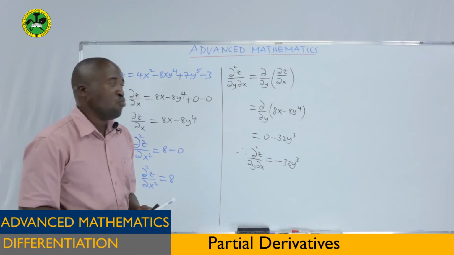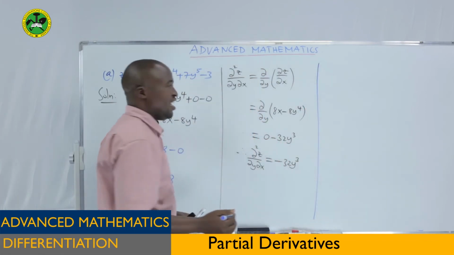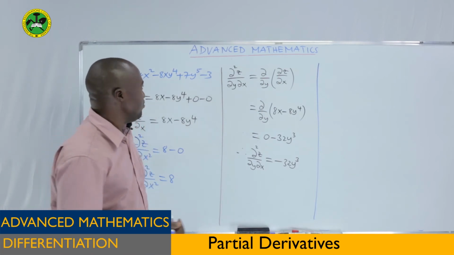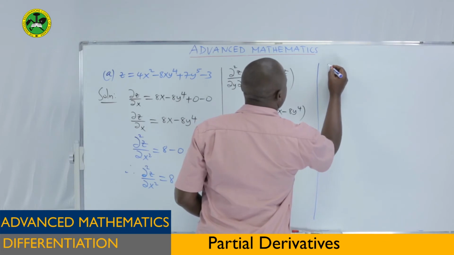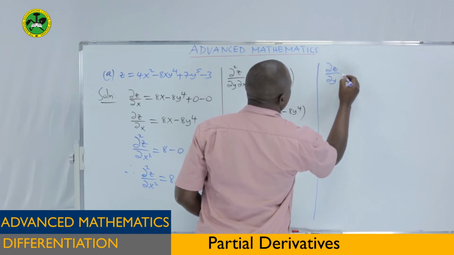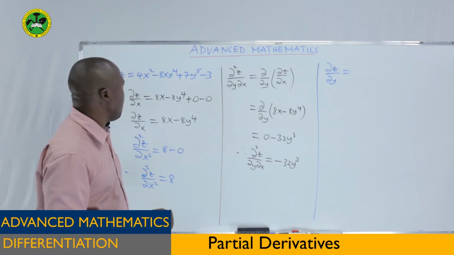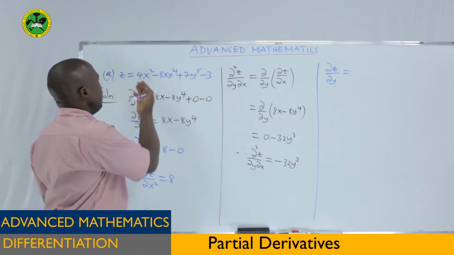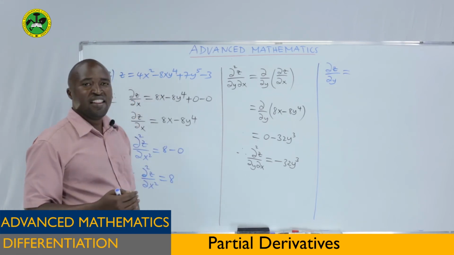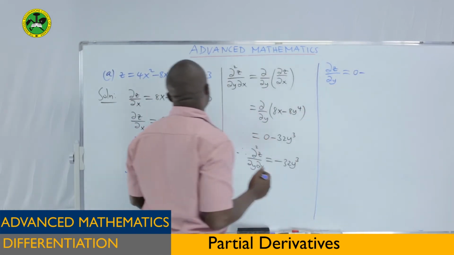So dear student, we proceed with the first order partial derivative, but this time it will be with respect to y when x is constant. So in this case, we have the partial derivative of z with respect to y. That means x is constant. So in this case, we have 4x squared, differentiating 4x squared, that is equal to 0. So here we have 0. Why? Because x is constant.